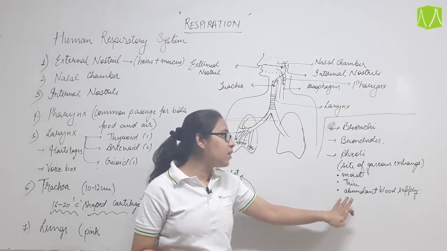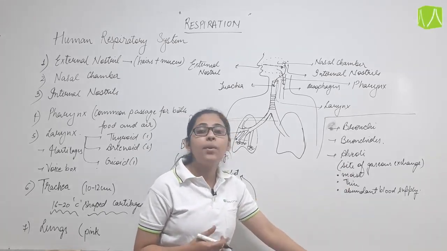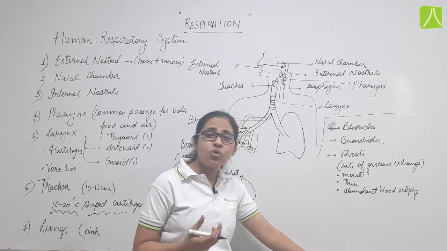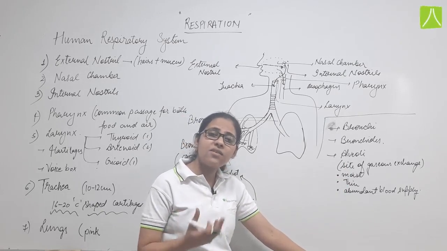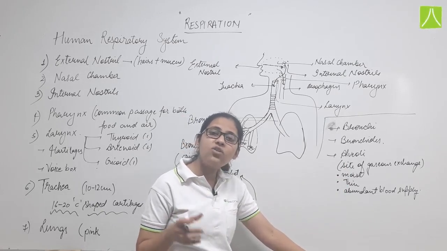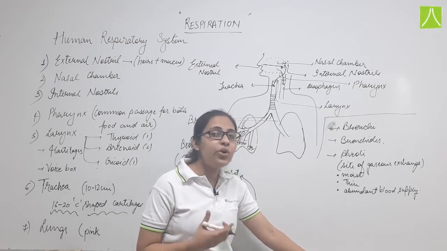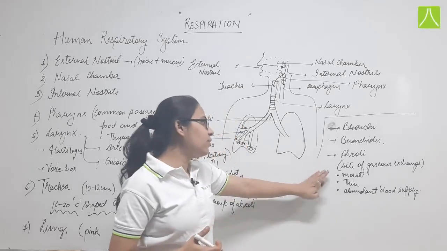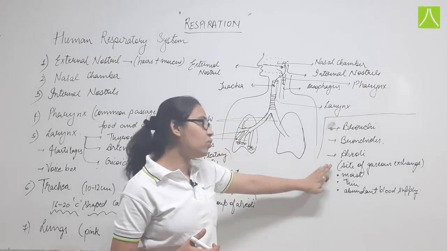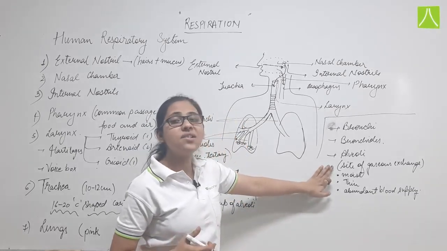So it is supplied with abundant blood vessels, so that the oxygen, the gases which we have inhaled, can reach the different regions of the body where they can be utilized. So alveoli show these types of characteristics. So it is the main site of gaseous exchange.